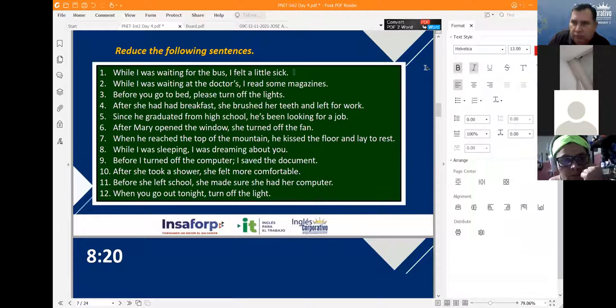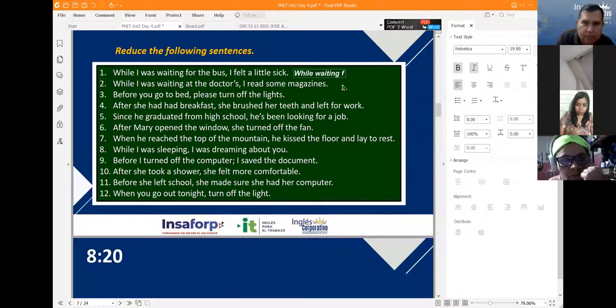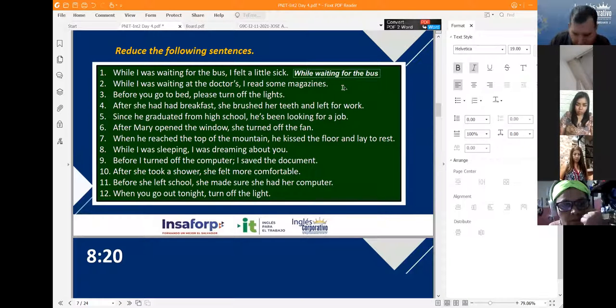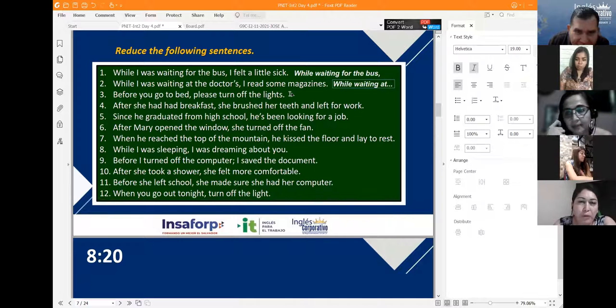Waiting for. Okay, excellent. Volunteer for number two. Who would like to do number two? Me, teacher. Thank you. Hi, good evening. While waiting at the doctor's, I read some magazines. Okay, while waiting at the doctor's, I read some magazines. Excellent, thank you very much.